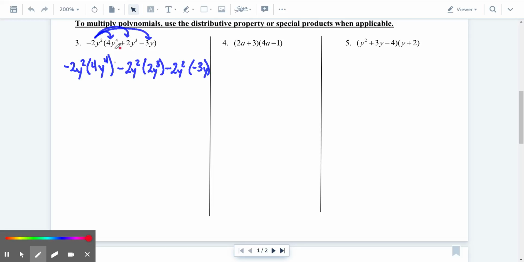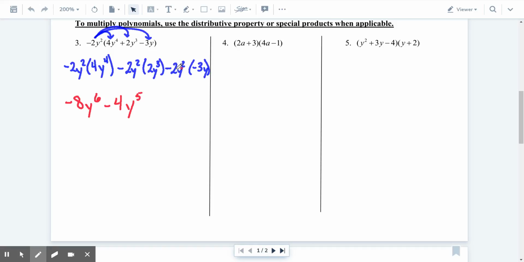So when we multiply here, we multiply coefficients together. So we take negative 2 times 4, which is negative 8. We'll take y squared times y to the fourth. And our exponent rule says when you take a y times another y, you are supposed to add the exponents. So 2 plus 4 is 6. In the middle here, we'll do the same thing. Negative 2 times 2 is negative 4. Y squared times y to the third, we are supposed to add the exponents. 2 plus 3 is 5.